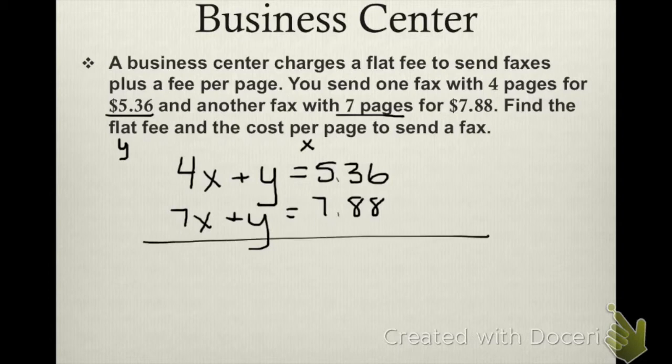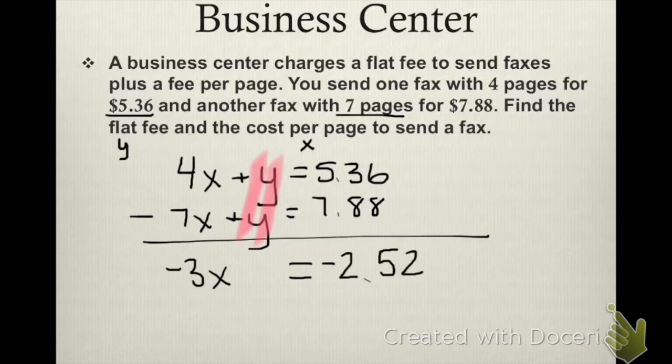So I am going to subtract these two because my y's can eliminate, my flat rate can eliminate if I subtract. Subtracting them, I would get 4x minus 7x, which equals negative 3x, equals, my y's canceled, 5.36 minus 7.88, which is negative 2.52. All right, so we'll divide by negative 3, and 2.52 divided by negative 3.